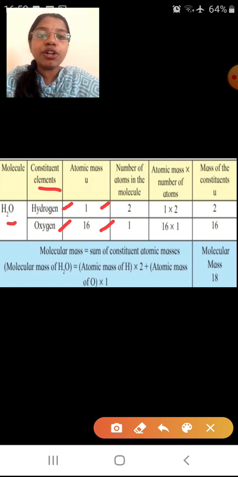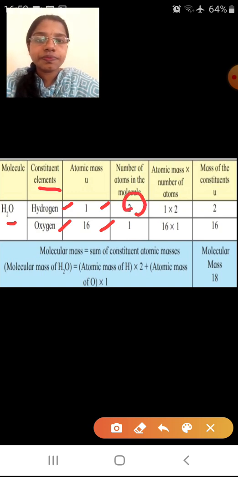Now, number of atoms in a molecule. We are going to see how many atoms of that particular element are present in the molecule. Now see here, it is H2, which means how many atoms of hydrogen? 2. Can you see the 2 is written? Yes. Next, how many oxygen atoms? 1. So you can see 1 is written. Atomic mass into number of atoms: we multiply the atomic mass with the number of atoms, so this 1 multiplied by 2. Can you see 1 multiplied by 2? Yes, this is the statement.